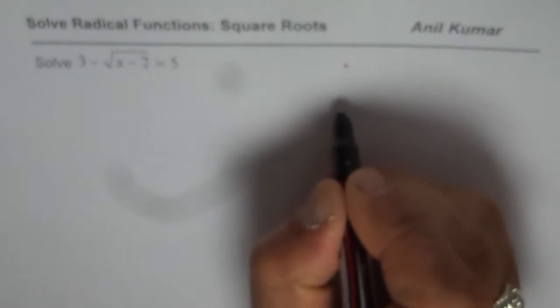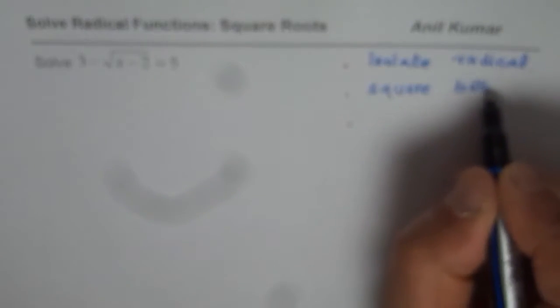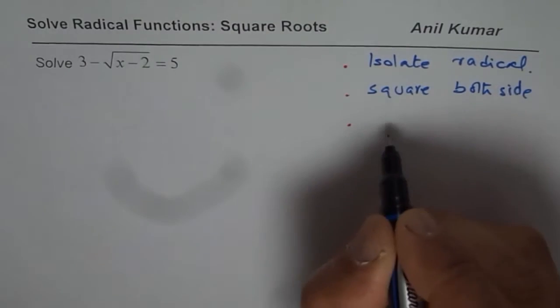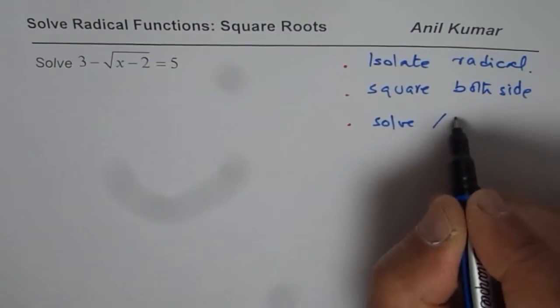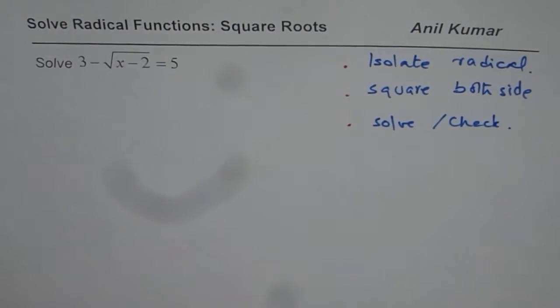Now, the strategy which we are going to follow will involve these three steps. Step number one is to isolate the radical part, right? That is first. Then we need to square both sides. And then we need to solve and check our solution. So these are the steps involved. You can actually pause the video, follow these steps, get the solution, and then check with my solution.